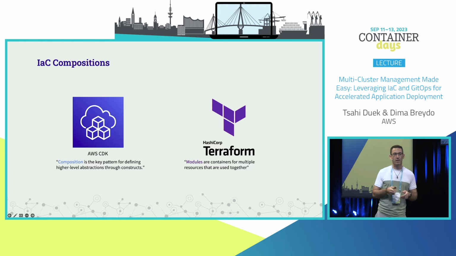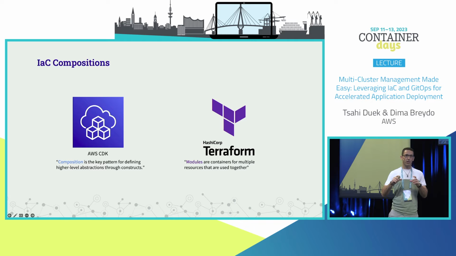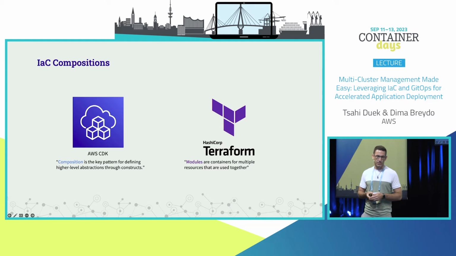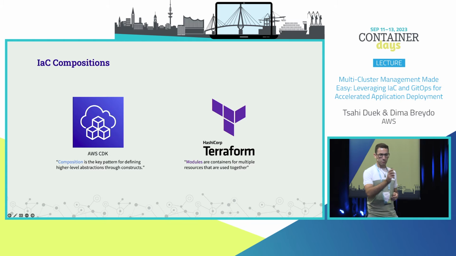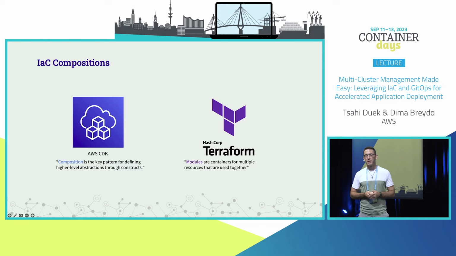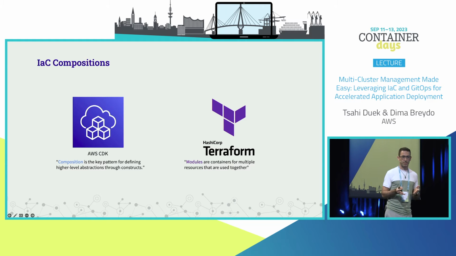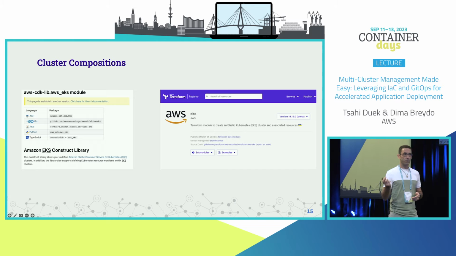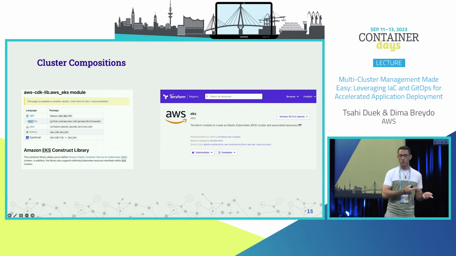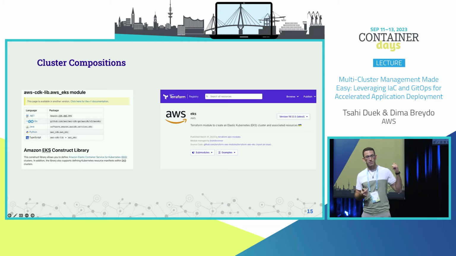Now, a composition is a set of high-level abstractions that group together low-level constructs for your application or for your infrastructure. This is how we call it in AWS CDK, which is our infrastructure as code tooling in AWS. In Terraform, they're called modules, but the practice is the same. The community already created an EKS module. Probably if you're working with Terraform, you know that. If you're working with AWS CDK, we have the AWS CDK module where we group all of this together.